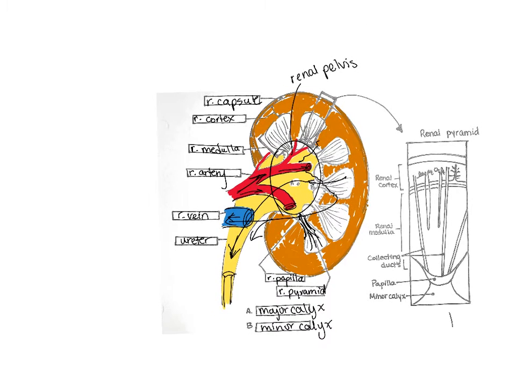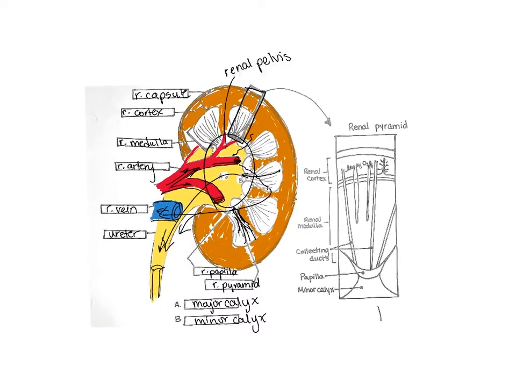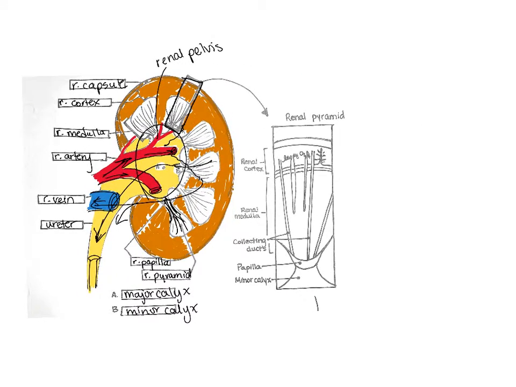And now we can kind of zoom out and just look right here at this particular piece. So a typical renal pyramid. And it's going to be composed of all of these collecting ducts. Each collecting duct dumps into the papilla and then into the minor and the major calyx.